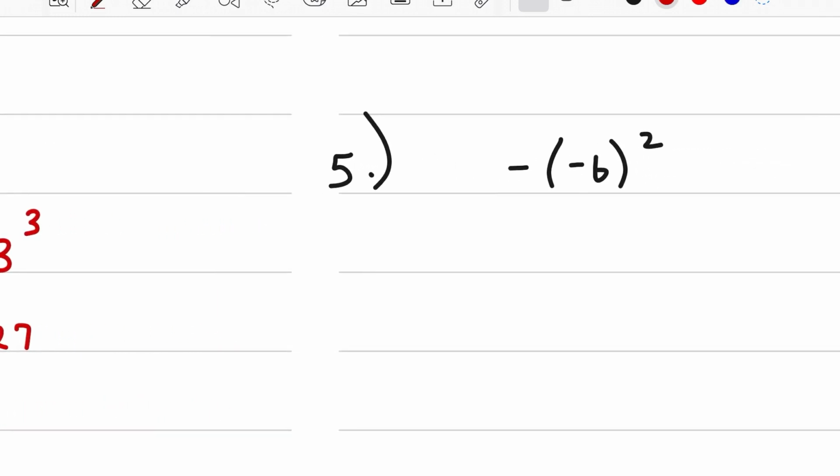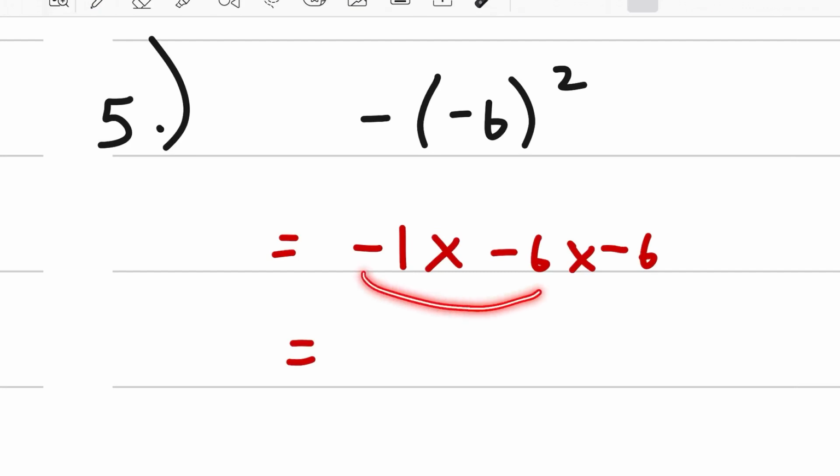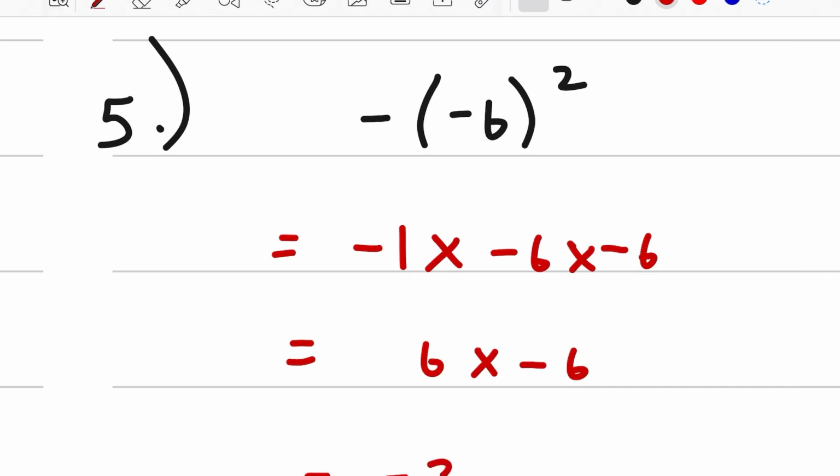For question 5 now, this is minus 6 squared. So this is going to be minus 1 multiplied by minus 6 multiplied by itself. So minus 6 multiplied by minus 6. We can multiply left to right. Minus 1 times minus 6, two negatives multiplied by each other is going to be positive 6, multiplied by negative 6. A negative by a positive is going to be negative, and 6 times 6 is 36.